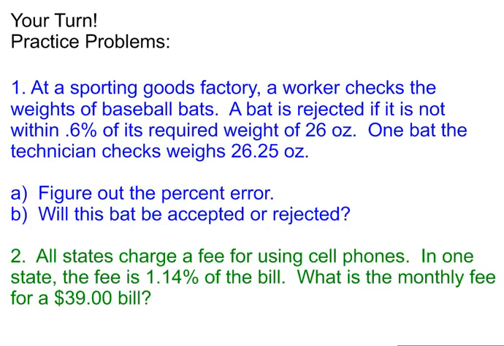Okay, now it's your turn. Practice problems 1 and 2. Number 1 has 2 parts. At a sporting goods factory, a worker checks the weights of baseball bats. A bat is rejected if it is not within 0.6% of its required weight of 26 ounces. The bats are supposed to weigh 26 ounces. One bat that the technician checks weighs 26.25 ounces. So in part A, figure out the percent error. In part B, will this bat be accepted or rejected?